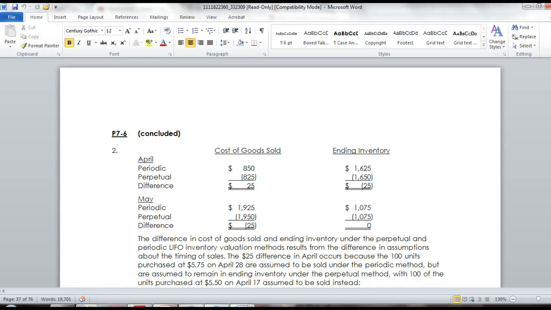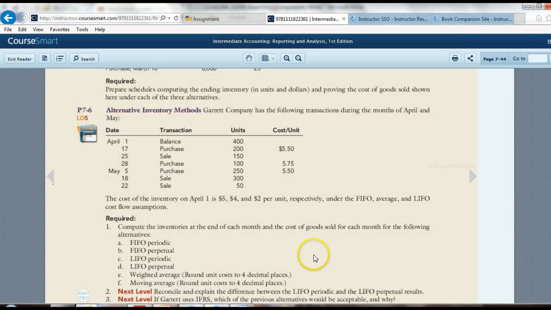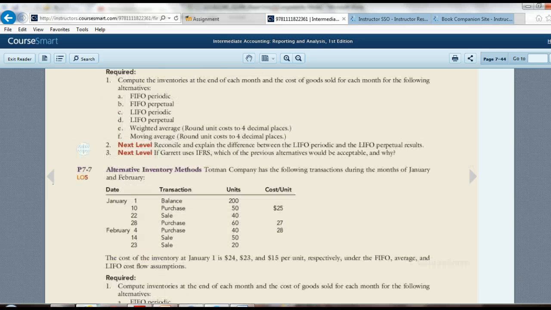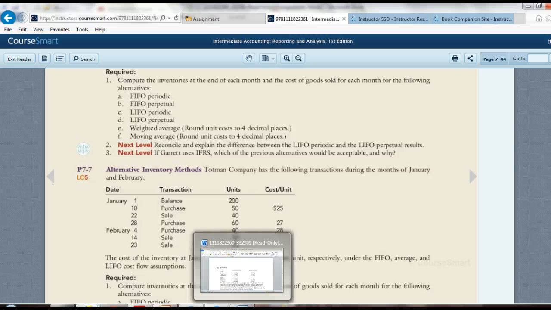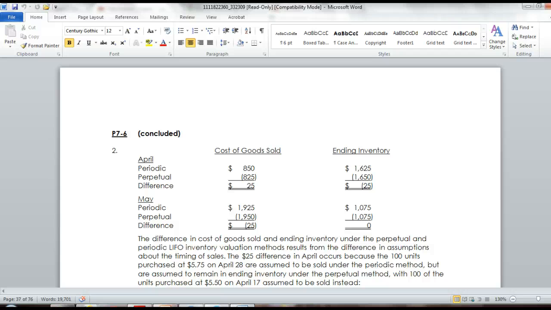Now, let's look and see what they ask us here. The next part is to ask, reconcile and explain the differences between the LIFO periodic and the LIFO perpetual. Remember, as we were looking at the LIFO periodic, even though the sale occurred before the last purchase, we were able to take that. So as you can see here, with the periodic versus the perpetual, our April periodic showed cost of goods sold of $8.50 and our ending inventory was $16.25.